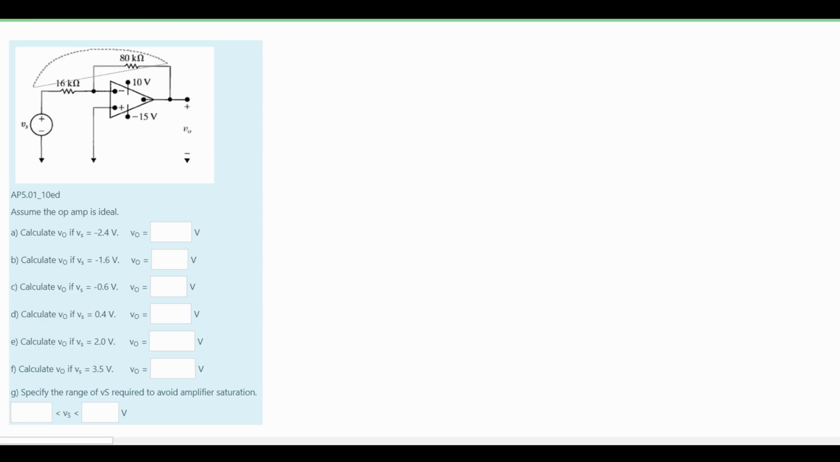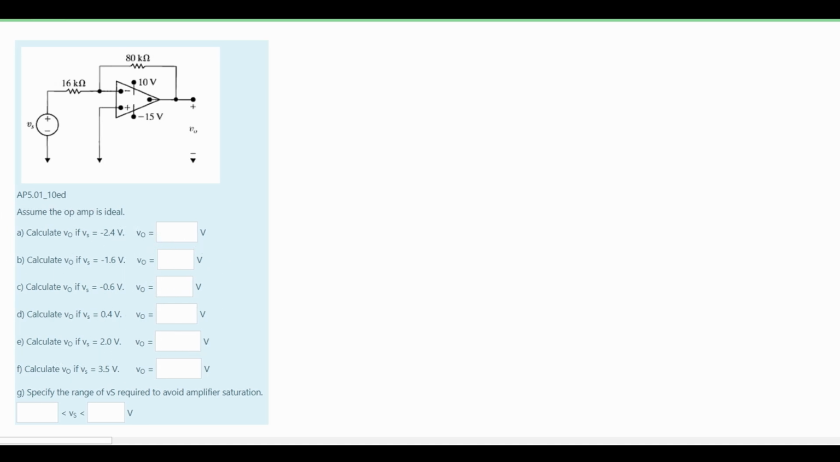In this problem, we are given a circuit diagram, and we need to calculate V0 if our V source is this voltage and a couple other voltages down here. Basically, we're going to be doing the same thing a couple different times, and then we need to solve for G, which is to specify the range of Vs required to avoid amplifier saturation. We're going to do this after we get the formula and solve for A through F.